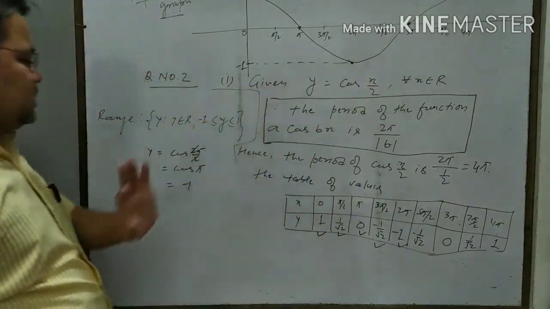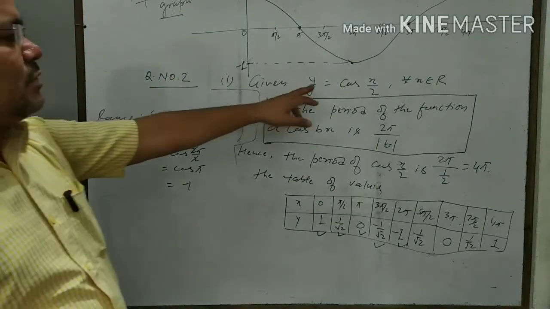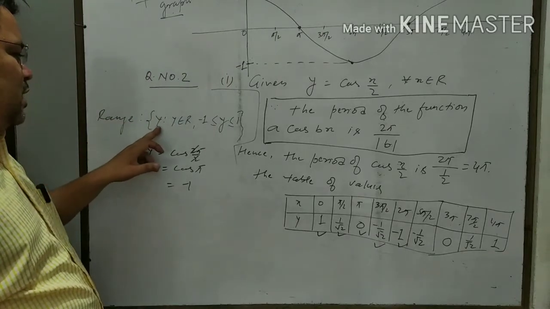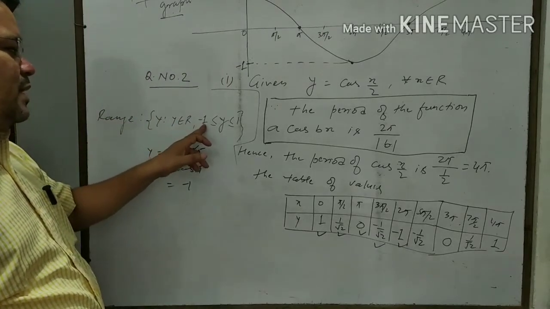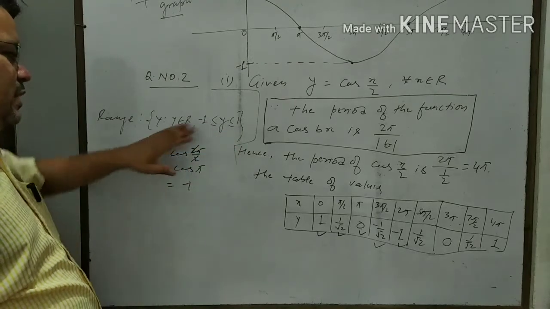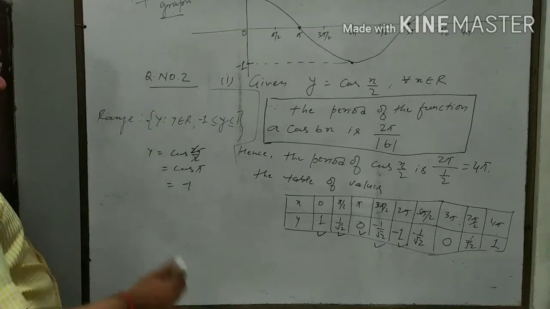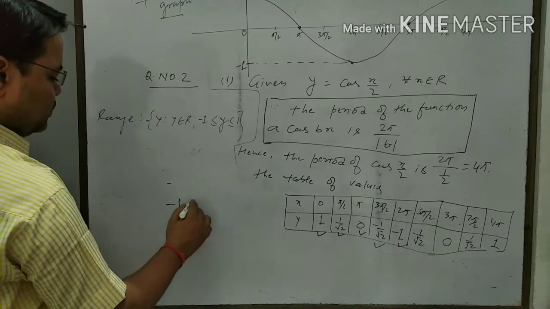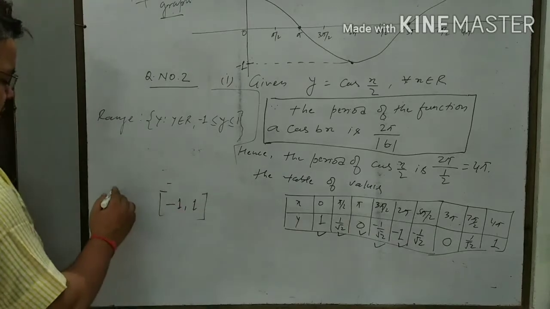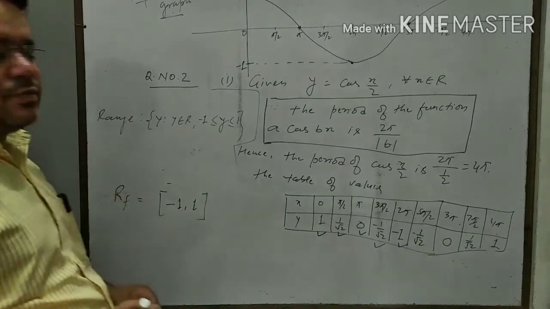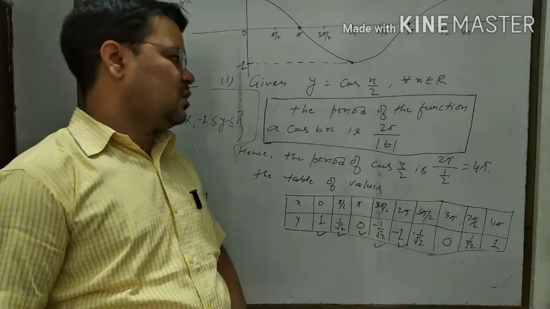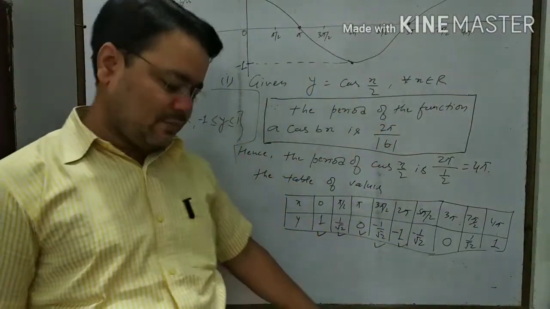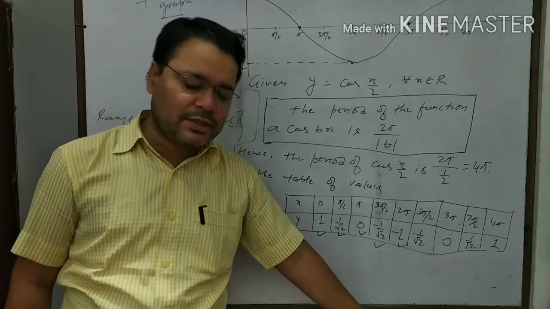On this basis we find that the value of the function varies from minus 1 to 1. Therefore, the range of the function is y such that y belongs to the real numbers from minus 1 to 1. It means its range will be minus 1 to 1, and we can write it like this. The range of the function y is equal to cos x by 2 will be like this. In this way, you can solve the other questions of exercise 3.4. Let us see the next topic.